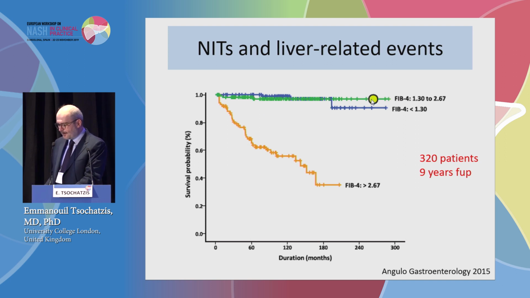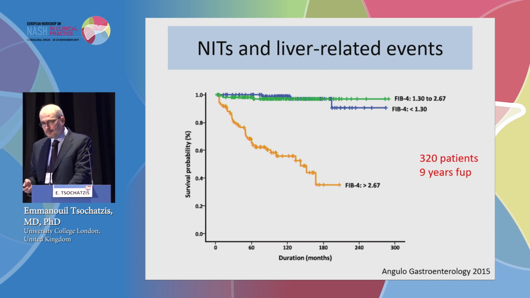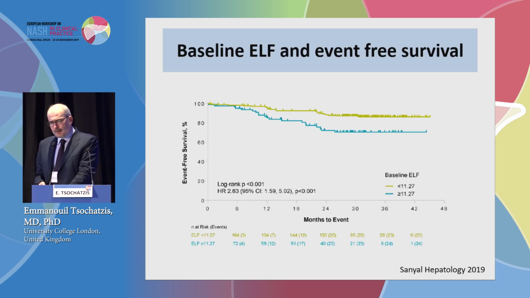Just to remind you that the FIB4 consists of age, platelet count, AST, and ALT, and you can calculate it very easily with a smartphone or online calculators. If we're looking at patients with advanced fibrosis or cirrhosis, again, this is from the simtuzumab trial, and you can see that the ELF test can, again, stratify patients according to their risk of decompensation. But ELF is a proprietary test, so it costs money.